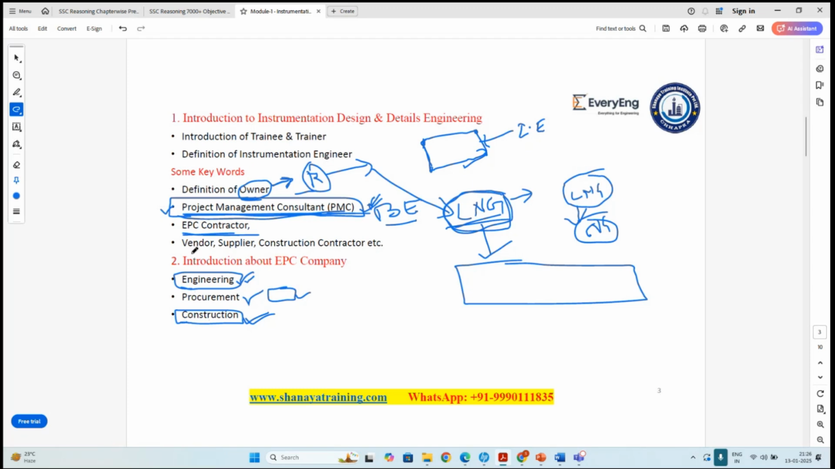Now, who is a vendor and supplier, or construction contractor? The companies supplying the material to this EPC company are called vendors or suppliers. Construction contractors are those companies helping this EPC do the construction at the site, so such a company is called a construction company. I hope it is clear to all of you.